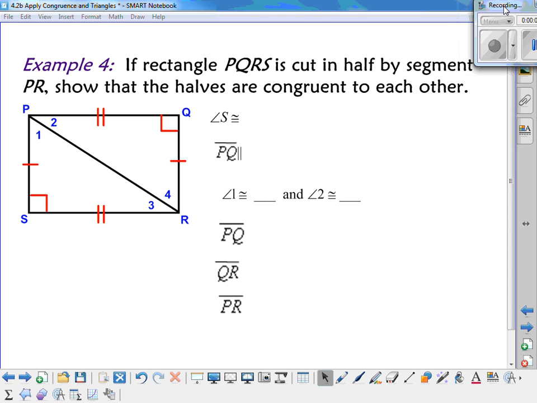Okay, so this first section is a continuation of section 4.2, applying congruence in triangles. Example 4, we're given that rectangle PQRS is cut in half by the segment PR, and we want to show that the halves are congruent to each other.